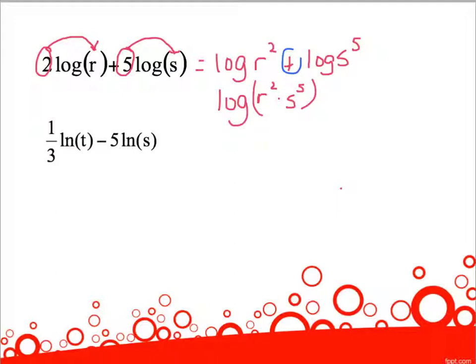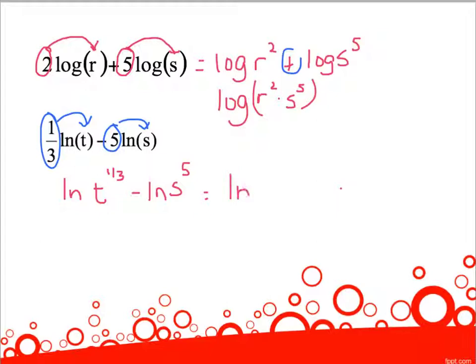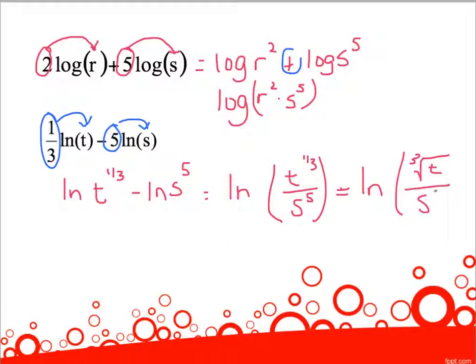We have 1/3 natural log of t minus 5 natural log of s. So again, let's move our exponents back up and get the natural log of t to the 1/3 minus the natural log of s to the 5th. But then that becomes, because it's a subtraction problem, a division problem, the natural log of t to the 1/3 over s to the 5th, which could then be written as the natural log of the cube root of t, something to the 1/3 is a cube root, over s to the 5th.